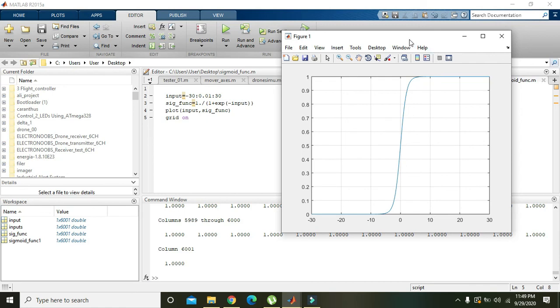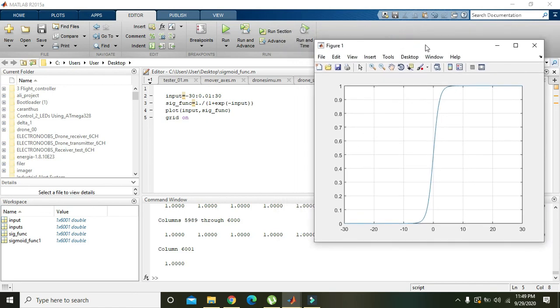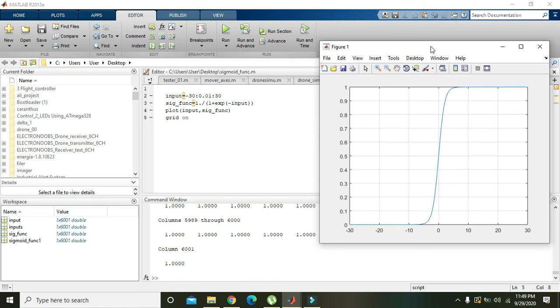So hopefully you got the concept regarding the sigmoid or logistic function.